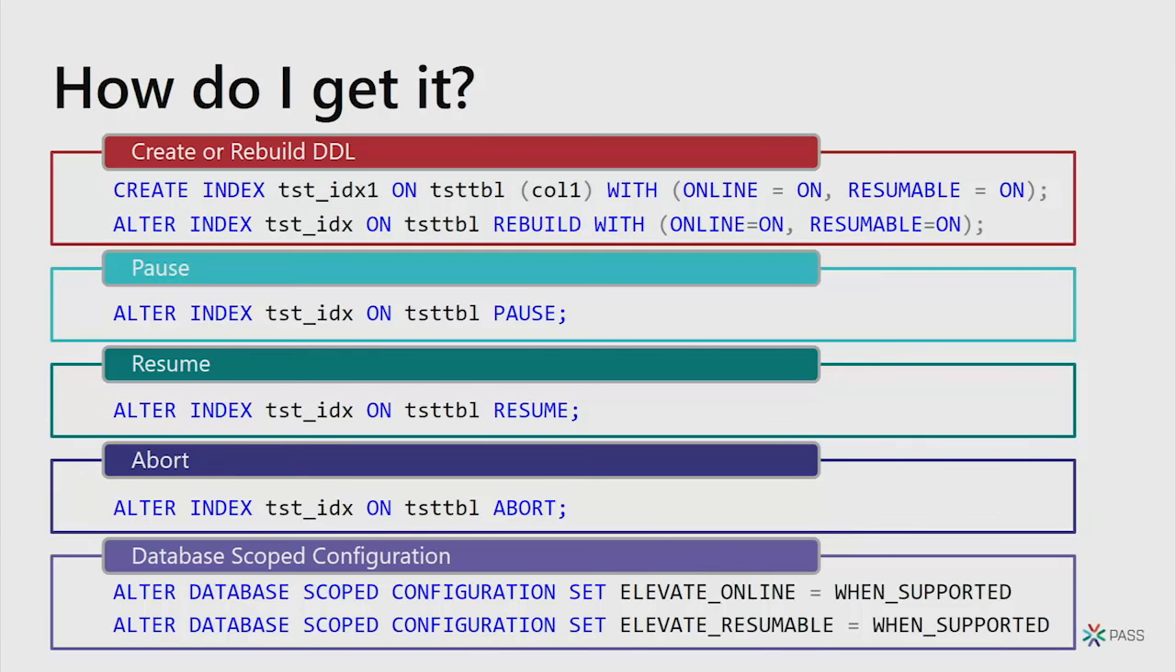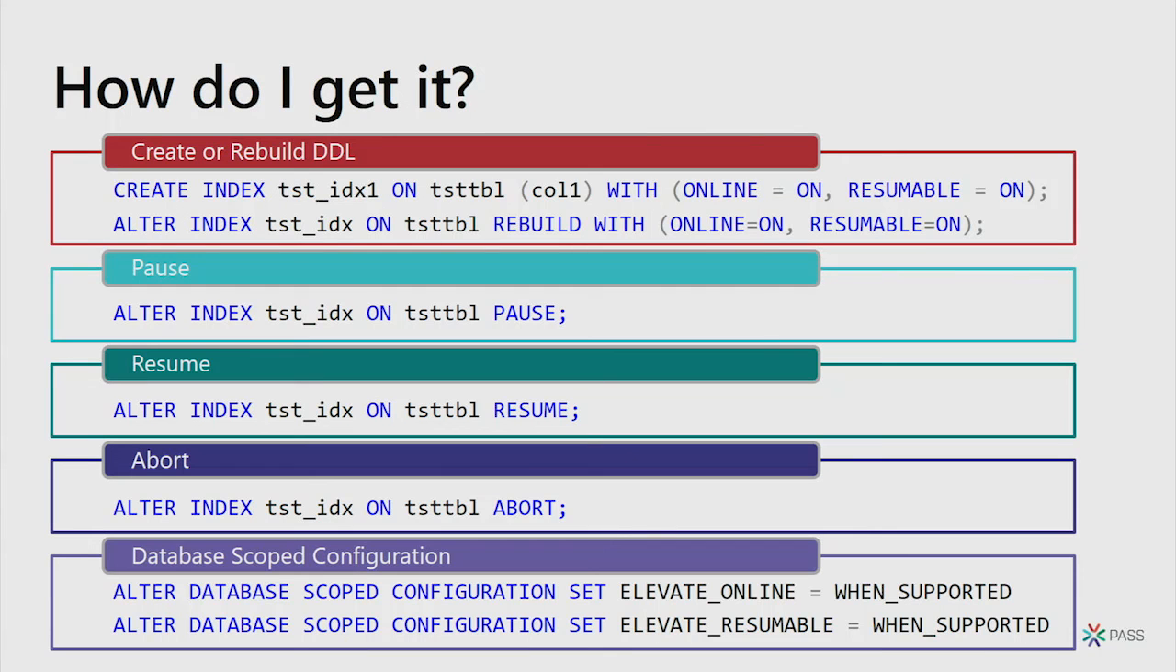Also, just so you know, there is also a database scoped configuration. So you can alter database scoped configuration, and you can set elevate online and elevate resumable to when supported. So what this will do is if someone just executes alter index rebuild, as long as that index supports online and resumable, it'll automatically make it online and resumable. So this way, you don't have to modify all of your index scripts. You can just change the database configuration, it'll do it automatically for you.